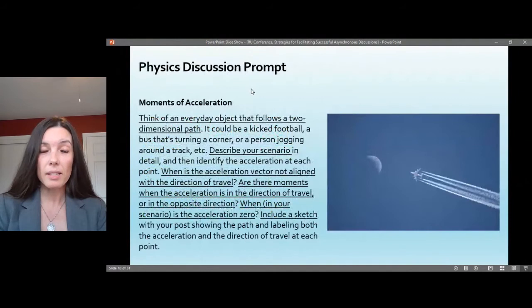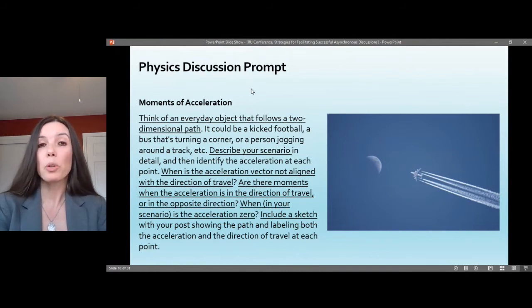In this next excellent example from our general physics course, students must think of an object that follows a two-dimensional path and not only describe the scenario, but apply their understanding of physics concepts to explain when the acceleration vector is not aligned with the direction of travel, explain when the acceleration is the same or opposite the direction of travel, and then explain when it's at zero.